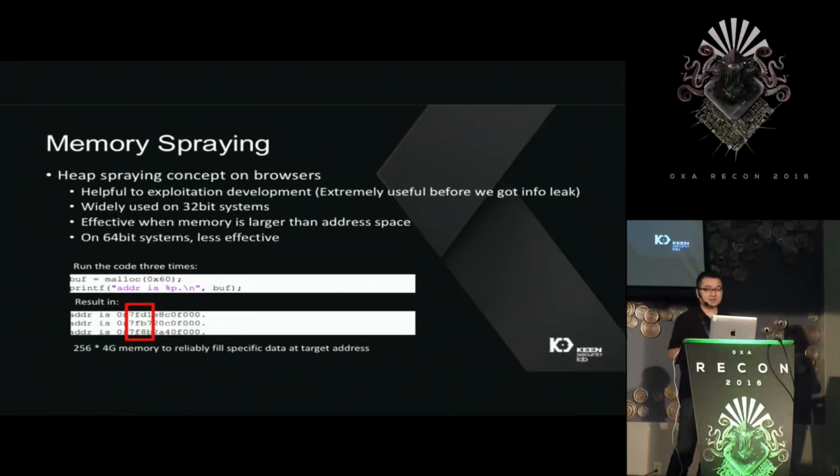On a 64-bit system, it will be less effective. This is because if you try to malloc some memory a lot of times, you can see that on macOS the 5th byte is always different and relatively random, so you need 256 multiplied by 4 GB to have a reliable heap spray, which is not likely in the current situation.